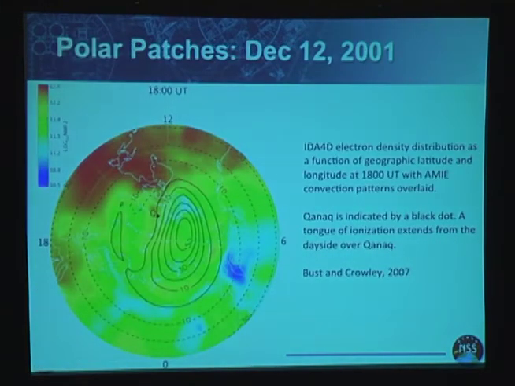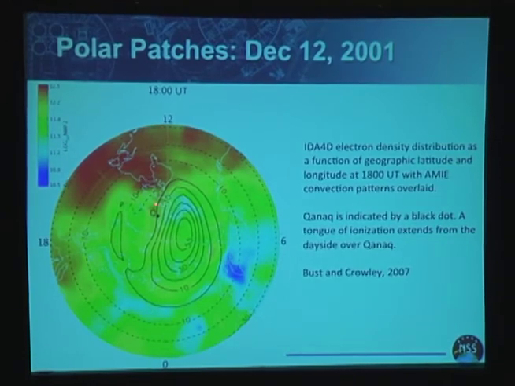Here is an old result from 2001 that I did with Jeff Crawley. Well, we published it in 2007, where we took the tomographic IDA4D solutions and looked at the maximum density, the NmF2, over the polar cap. That's what all this red and yellow is. You can see a tongue of ionization going through here, and maybe some break-off over Canada and the plasma going around.